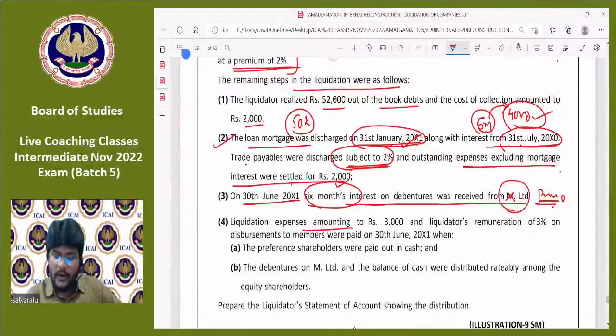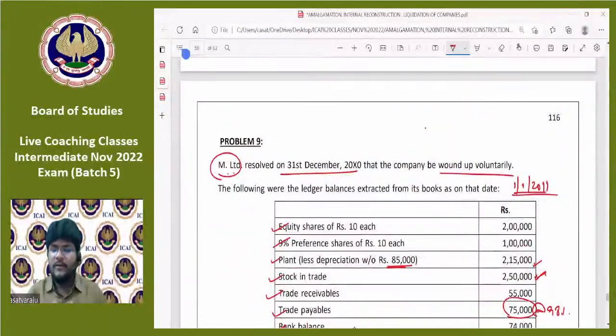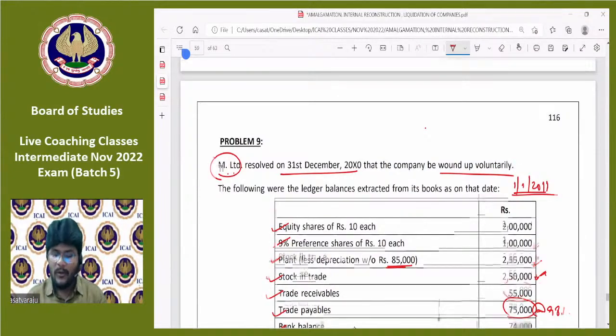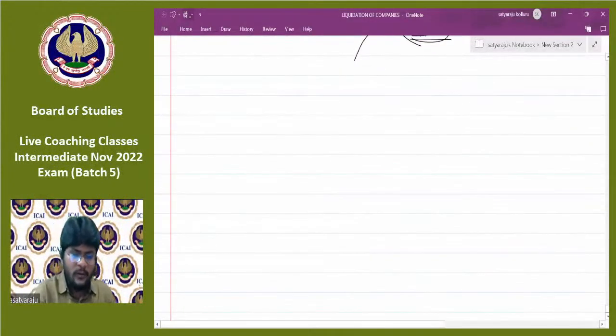Liquidation expenses amounting to 3,000 and liquidator's remuneration of 3% on the disbursement to the members were paid on 30th June 2011, when the preference shareholders were paid out in cash, and the debentures in M Limited and the balance of cash were distributed ratably among the equity shareholders. Prepare the liquidator's statement of account showing the distribution. Now, the question is very simple, provided your understanding ability is good. One by one, sir, first let me start explaining this problem by putting the entire information in the format.